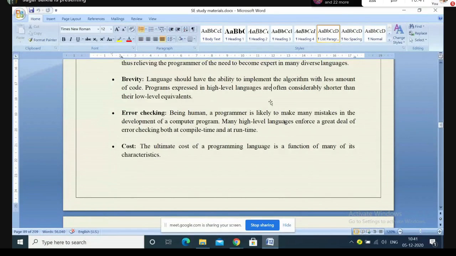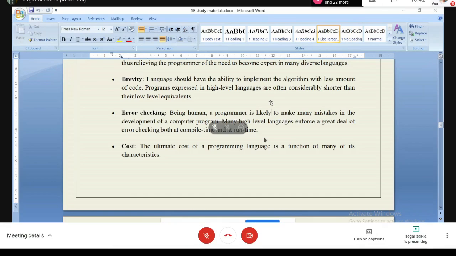Then error checking. Being human, a programmer is likely to make many errors and mistakes while coding. So we should not run away from it, but we should have the strength to face and correct the errors both at compile time as well as at run time. Compile time errors may be due to syntactical mistakes, maybe we did not follow the syntax of the particular programming language. In that case we need to cross check and correct it as per the syntax defined for that language. And if we have issues at runtime, that means with the semantics or logic, the software is running and showing some output, but the output is not what you are expecting. That means there is some logical flaw while making the system, so that also needs to be corrected.